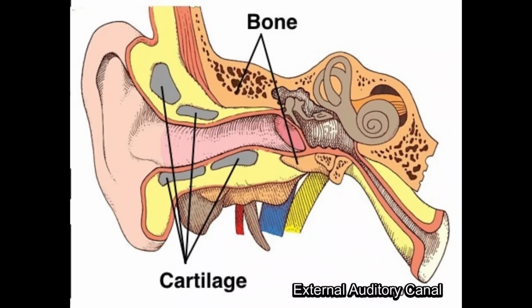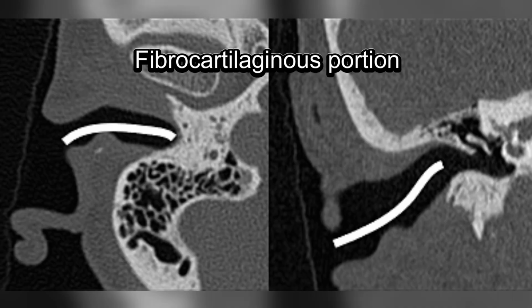The external auditory canal is divided into two sections, the lateral 1/3 and the medial 2/3. The lateral third is the fibrocartilaginous portion, continuous with the auricle, lined with skin and containing hair follicles, sebaceous glands, and ceruminous glands that produce earwax.